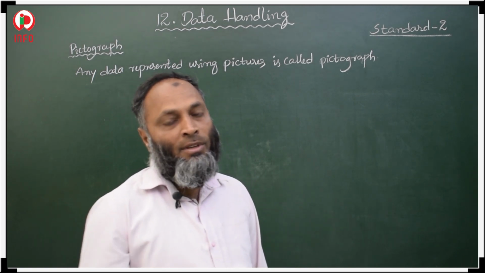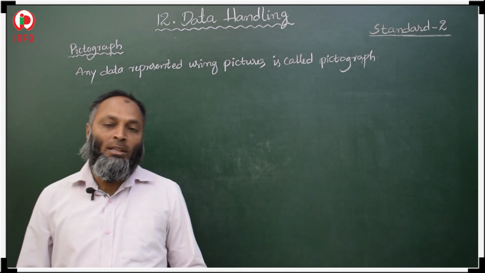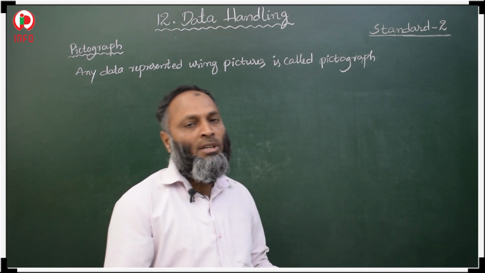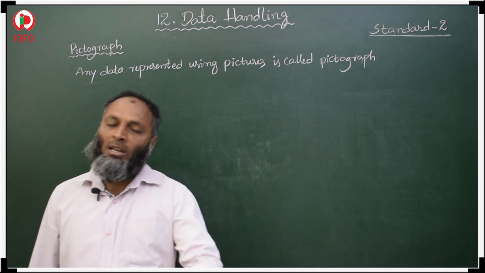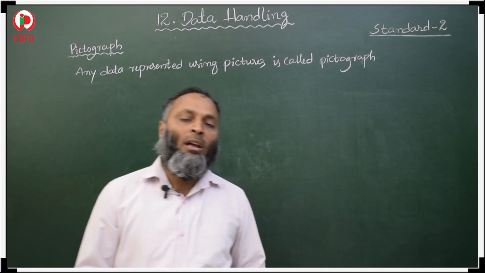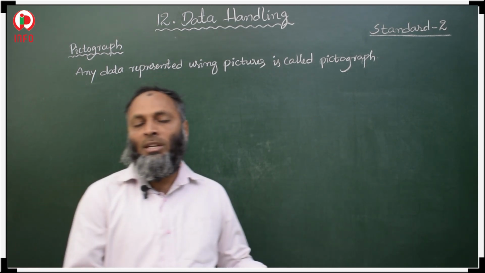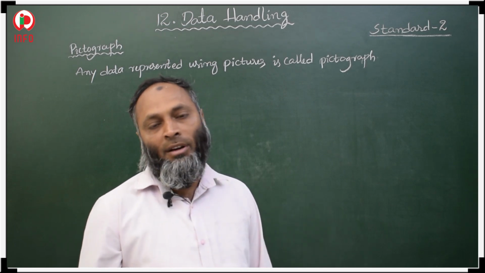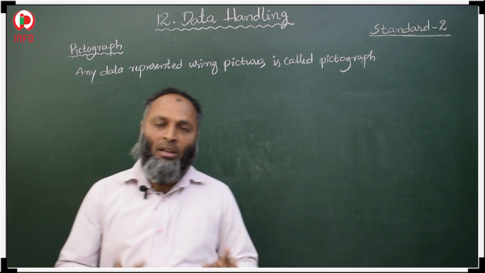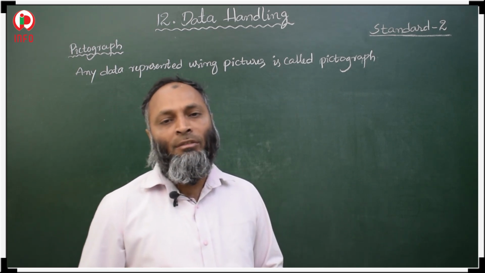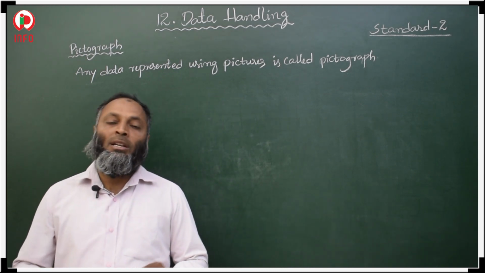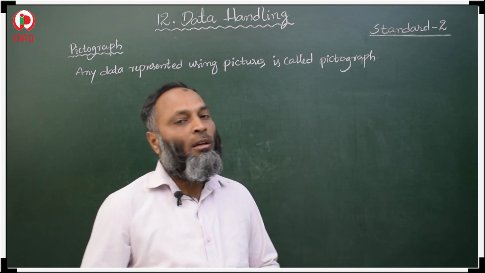Suppose you visit your school garden and you see different flowers. If you represent those different flowers using pictures, then that is your pictograph. If you visited a zoo park, then you represent your data by drawing different animals. So that is a pictograph. Basically, a pictograph means the information, the data we represent should be in pictures.